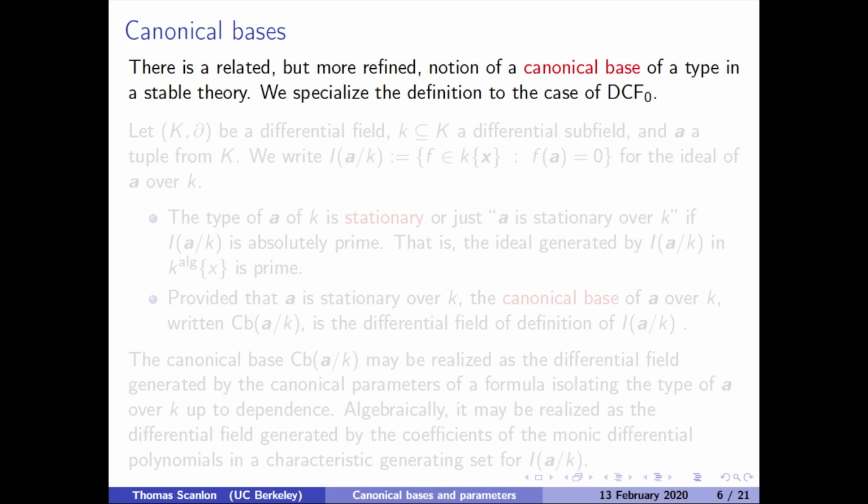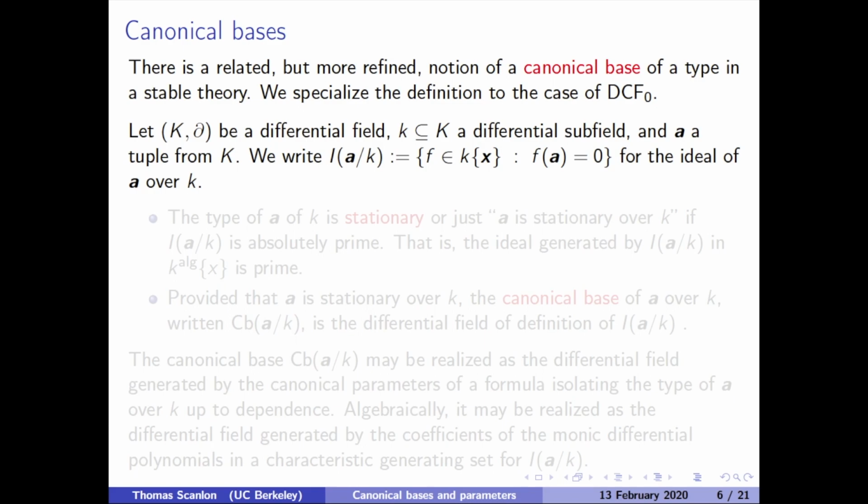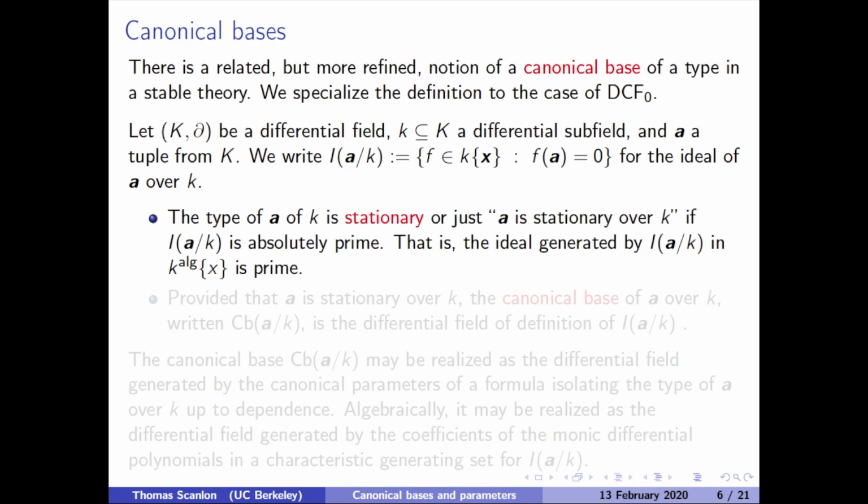All right, so I'll just remind you of notation. I write the ordinary Roman I instead of the bold I, but in any case the ideal of some tuple over a subdifferential field is just all the differential polynomials which vanish at that point. Okay, so let me define some notions.